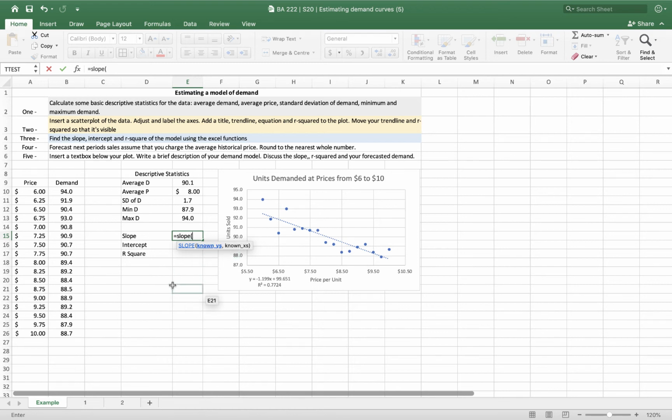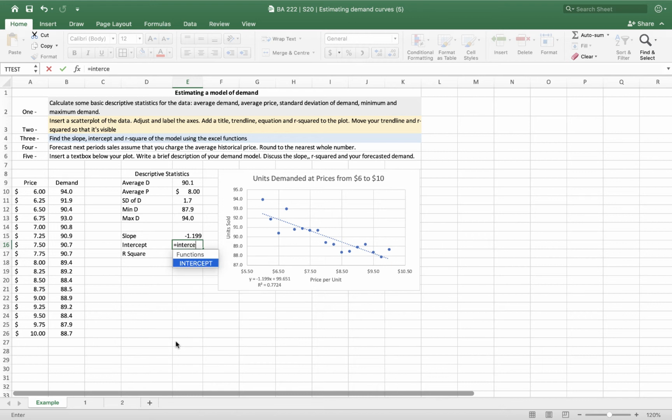Well, in this example, we've got our prices on the x and our demand on the y. So for known y's, we're going to choose demand. And for known x's, we're going to choose price. And here, I'm going to change the decimals so that we have the same number of decimals that's shown on our chart here. But then we have the same slope. We find that both ways. That is one hint that you've done it right. Price is on the x, demand is on the y, and those two slopes should match.